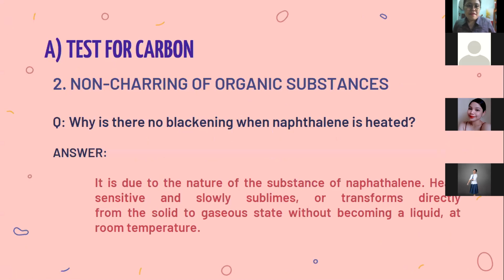So in number 2, non-charring of organic substances, the question is, why is there no blackening when naphthalene is heated? So our answer is, it is due to the nature of the substance. Naphthalene is heat sensitive and slowly sublimes, or transforms directly from solid to gaseous state without becoming a liquid at room temperature.